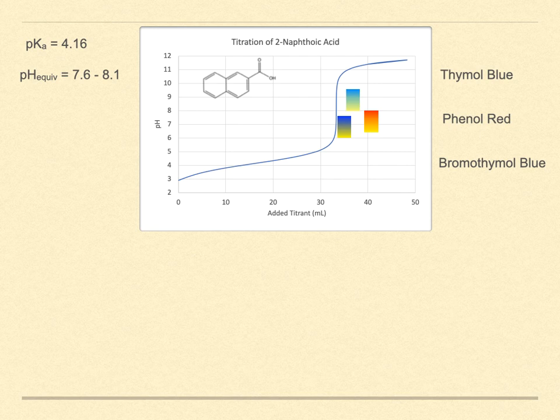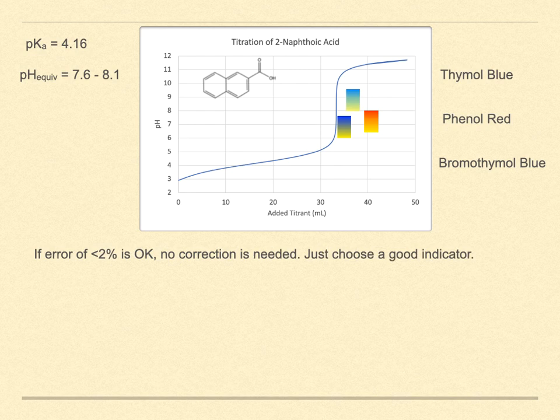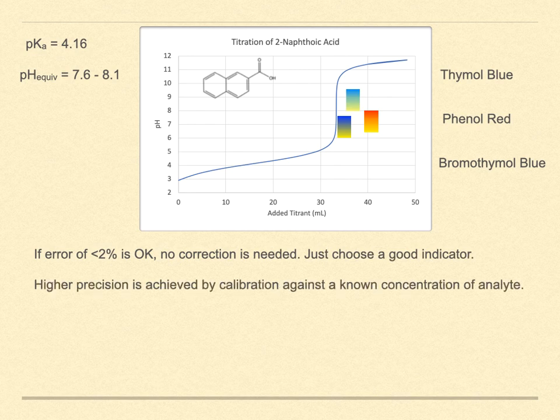You have tried to minimize the error by choosing the right indicator, but the color determination is still somewhat subjective and can vary from one scientist to the next. Well, two things can be done. If the 2% error is acceptable, don't worry about it. If you need more precision, calibrate your choice of endpoint color against a solution of known concentration. Determine the error, which is positive or negative, and use it to correct your unknown sample measurement.